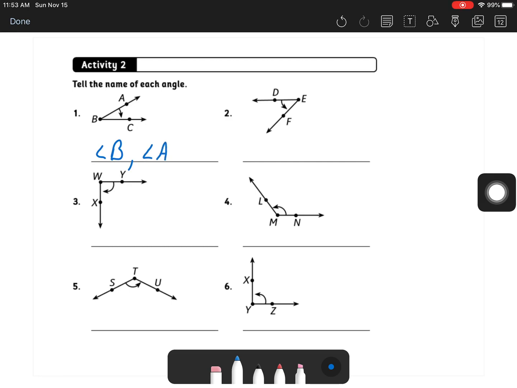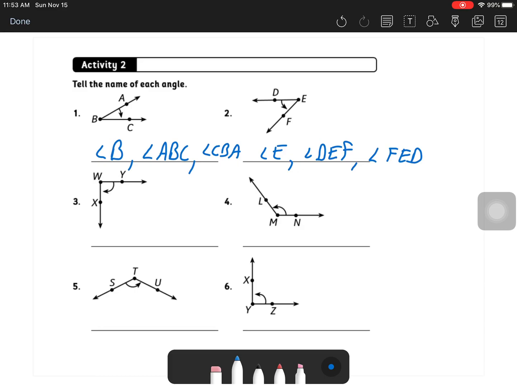Now you don't have to do all of these, but I'm going to show you all the ways that they could be named. So you could say angle ABC, or we could go the opposite direction, angle CBA, as long as that B is in the middle. Angle CBA. So again, you don't have to list all 3 of these. Probably the easiest is just to use the 1 letter. Okay, but I'm going to show you all the different ways you might see an angle named. Similarly, we could go angle E for number 2. We could go angle DEF, or the other direction, angle FED.